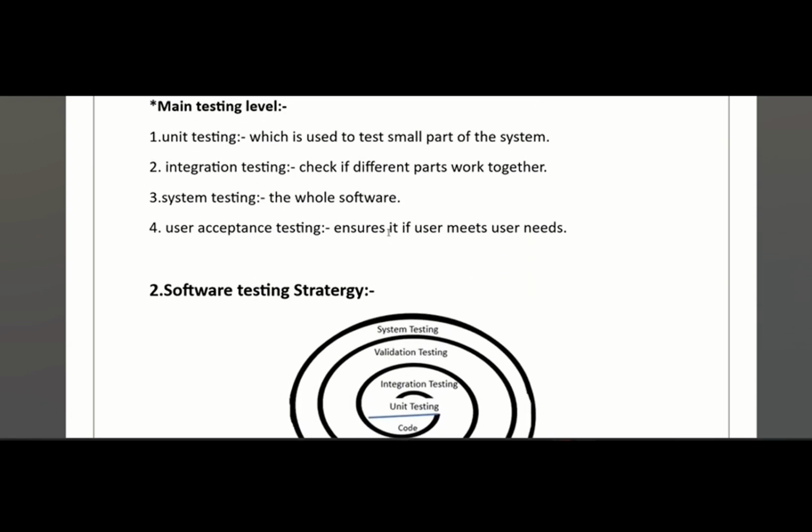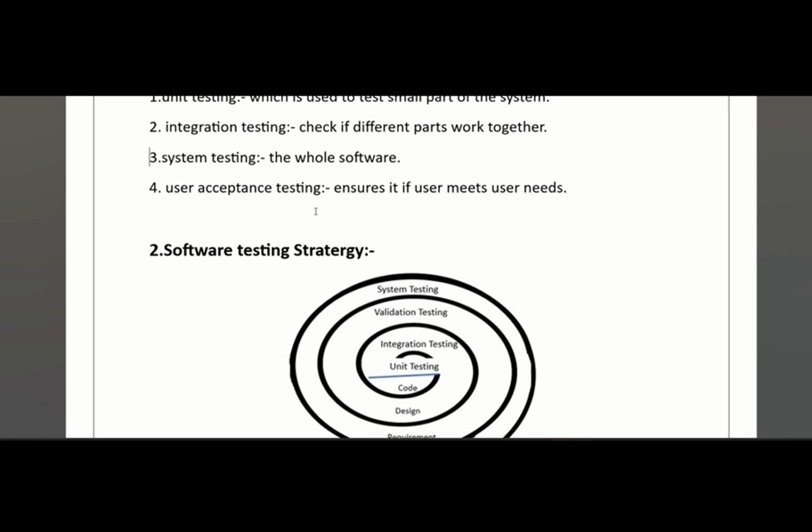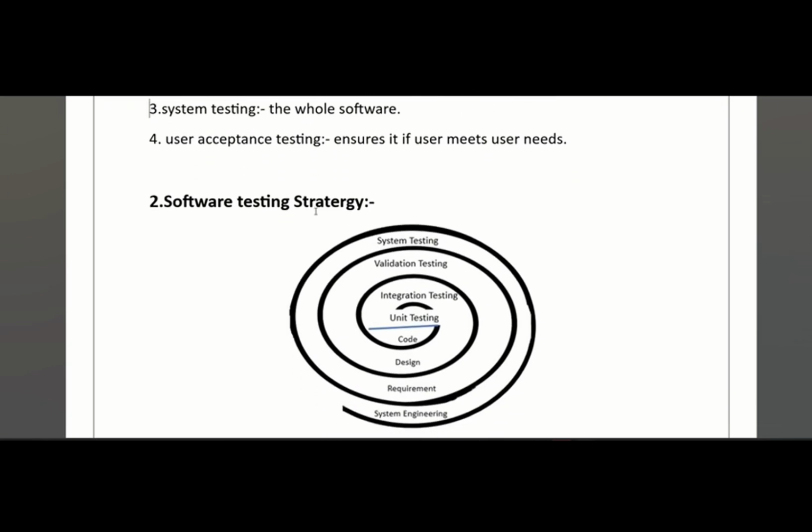There are four testing levels. First is unit testing, second is integration testing, third is system testing, and fourth is user acceptance testing. Unit testing is used to test the small parts of the system. Integration testing is used to check if the different parts of the program or software are working together or not. System testing is used to check the entire software. And user acceptance testing is used to ensure the software meets the user's needs.